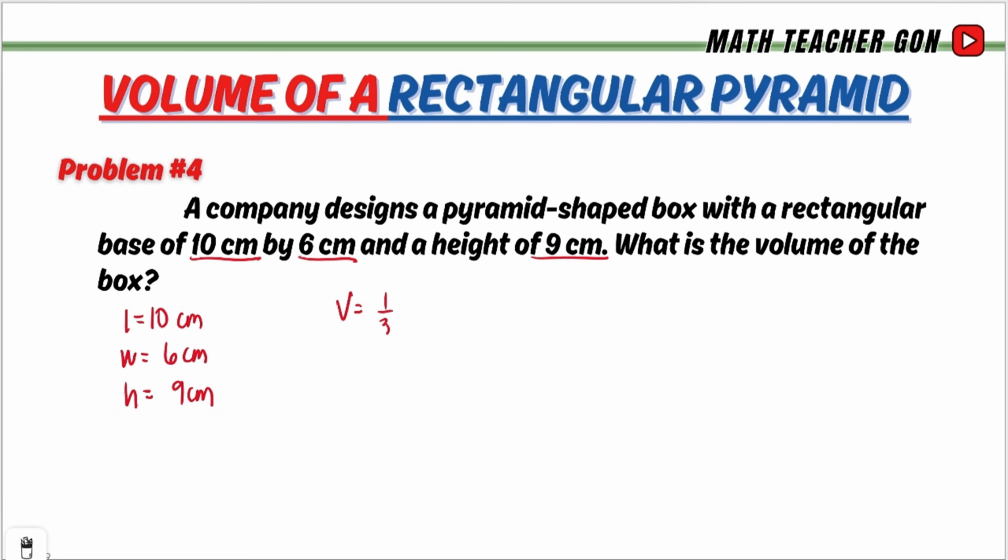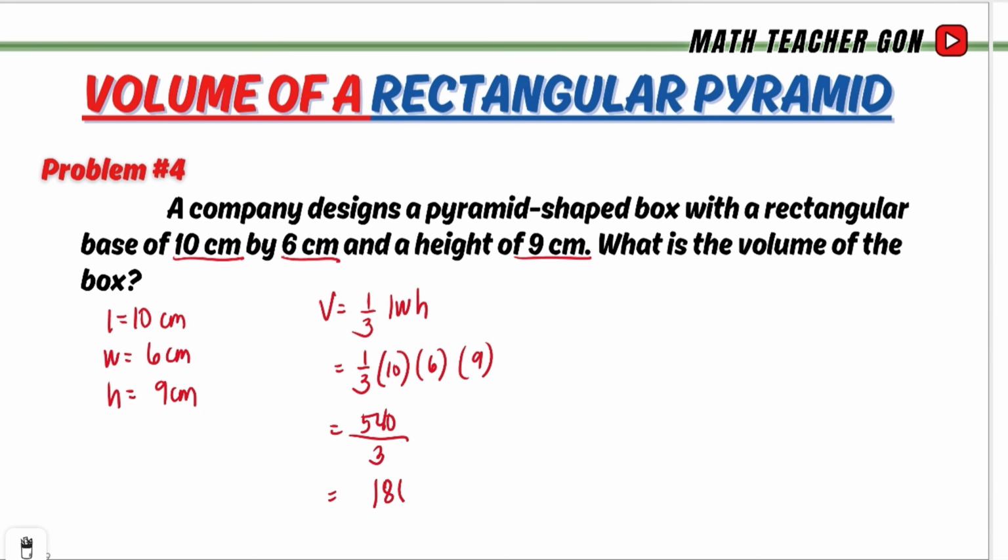Formula, so you have 1/3 times LWH. 1/3 times, substitute the value of L, 10, W is 6, height is 9. So multiply 10 times 6 times 9, that is 540, divided by 3, that is 180. This is cubic centimeters.